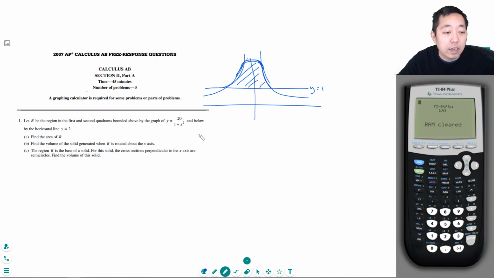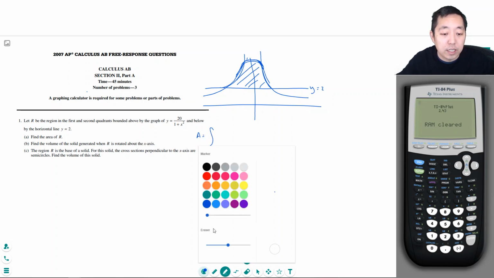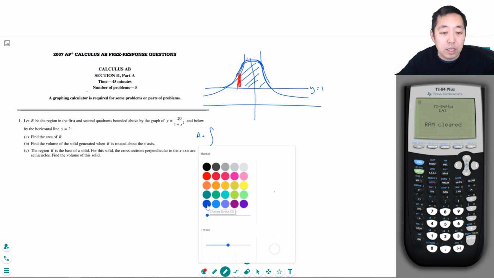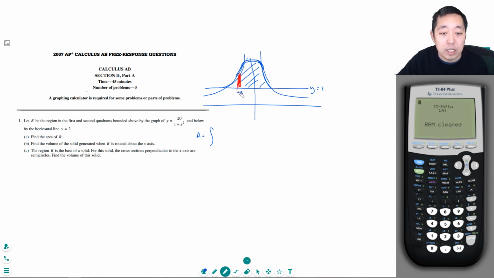Okay. The area would be the integral. If I think about it as making little rectangles here, I take my little slice of rectangle. What is the width of the rectangle? It is dx. The height of the rectangle is this y value minus this y value. So it would be 20 over 1 plus x squared minus 2 dx.